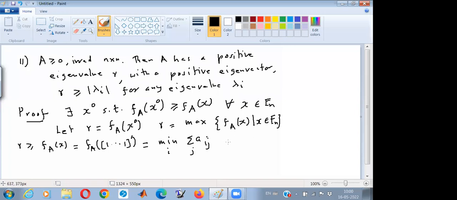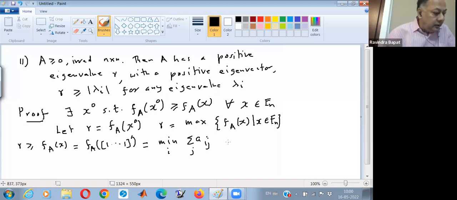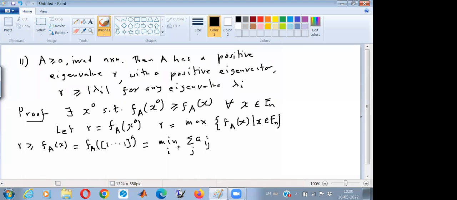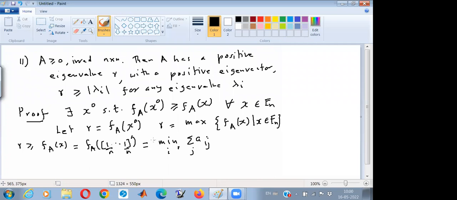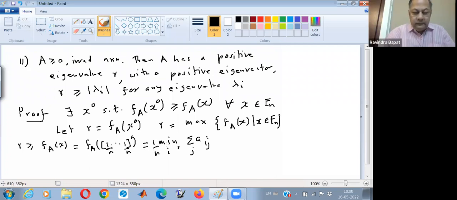Don't we need x from En? Actually, sorry, that is where I use the first result. It's a good question. I take 1 upon n, but FA is homogeneous, so it doesn't matter. We have raised the correct point. But I can take 1 upon n times 1, 1, 1. Then it will be 1 upon n times the row sum. And A is irreducible, so no row is 0. So the row sums are all positive, and this is definitely positive.